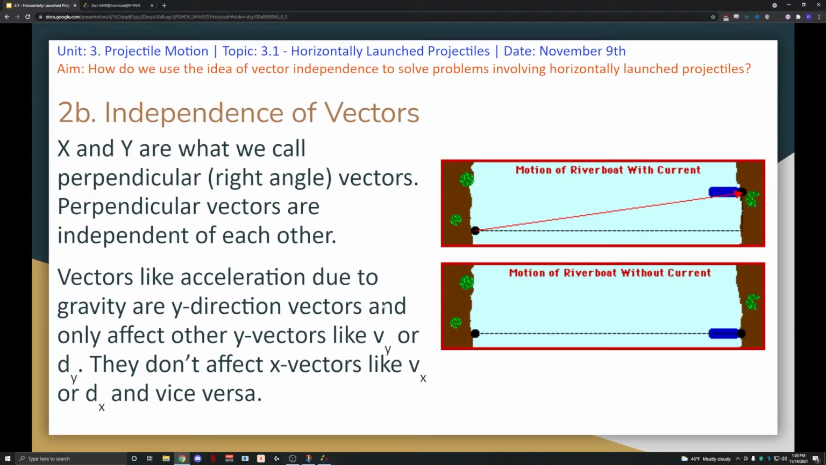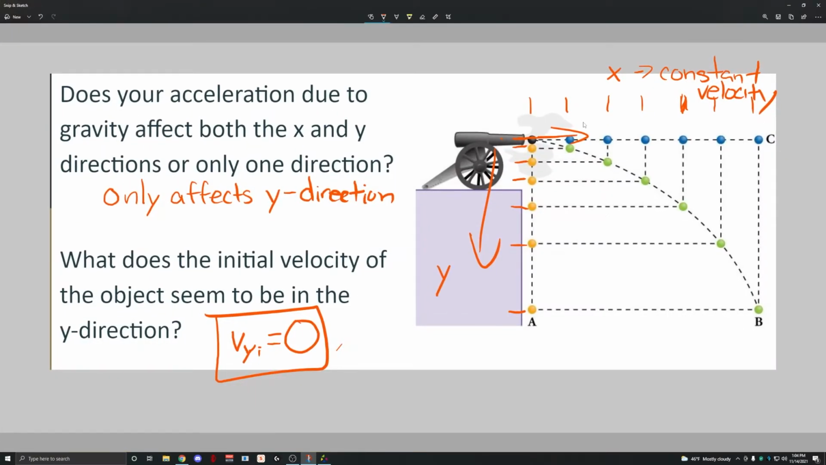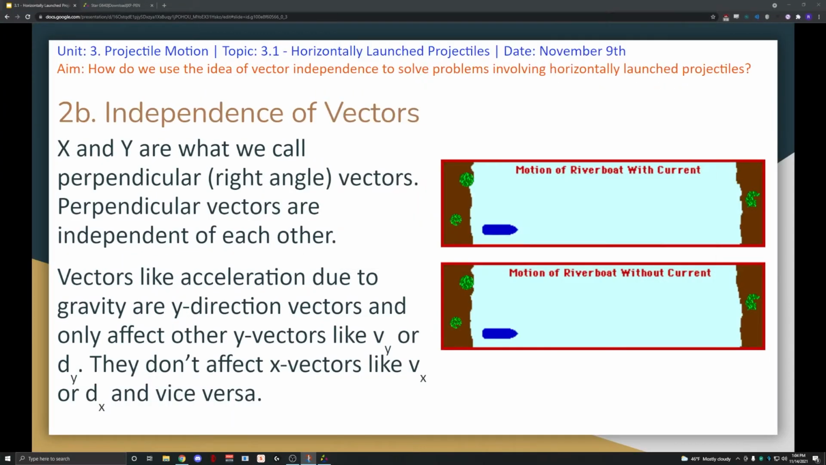Moving on. This is something you have to copy. To summarize, perpendicular vectors, right angle vectors, are independent of one another, which means that if you have an acceleration due to gravity, it only acts in the y direction. If it acted in the x direction, then our velocity wouldn't be constant anymore in the x direction. We know our velocity in the x direction is constant.